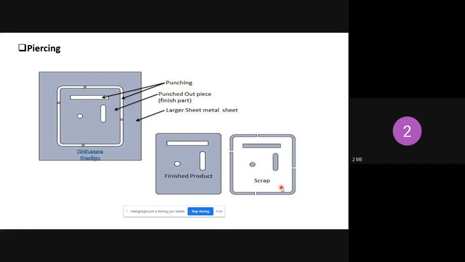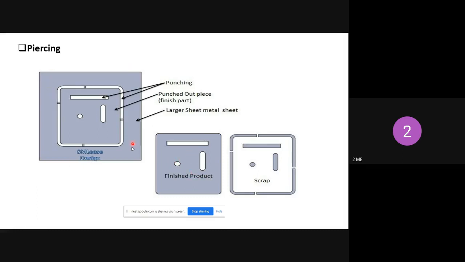Initially the sheet metal is placed in a die. Then you mark the dimension, which design is required in the sheet metal. Then, applying pressure with the help of a hammer, you can remove a certain portion of the sheet metal. That removed part acts as scrap, not the workpiece. The remaining part is called the finished product.